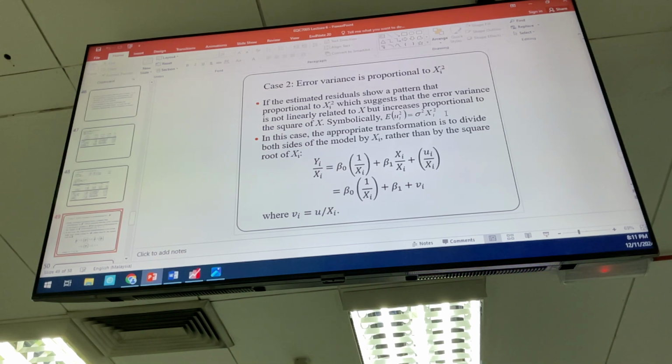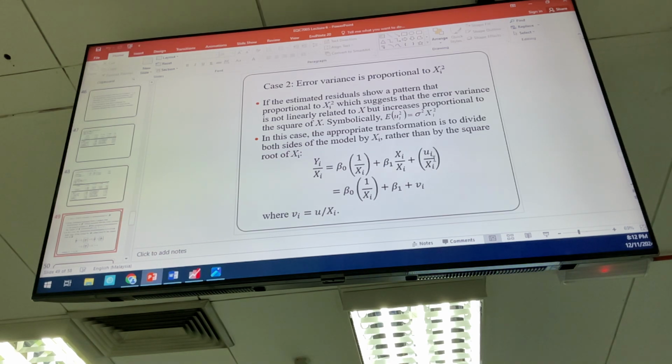So in this case, the appropriate transformation is to divide both sides of the model by x_i rather than the square root of x. So divide by x, not square root of x. So originally we have the dependent variable y divided by x, and then the original intercept now becomes 1 divided by x_i, and then this one is x over x, so it becomes 1. x over x is just 1. So it's just like we have a new constant here. It's just like we transform this to be a new intercept.